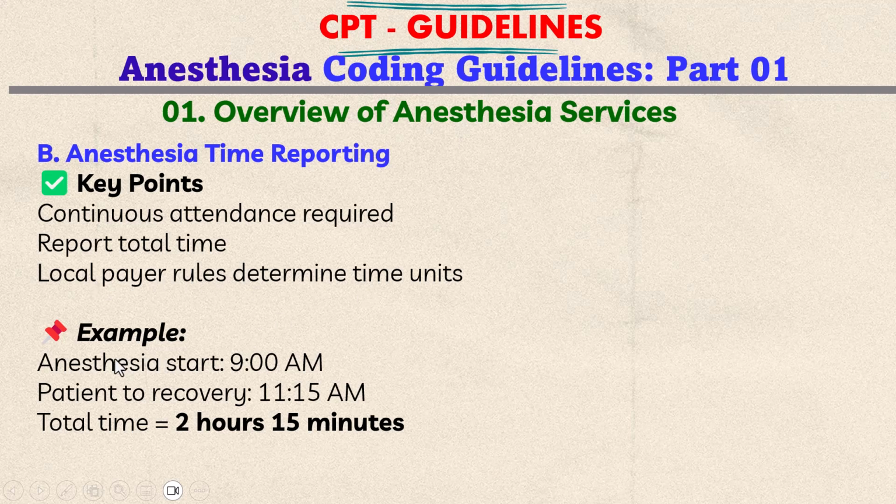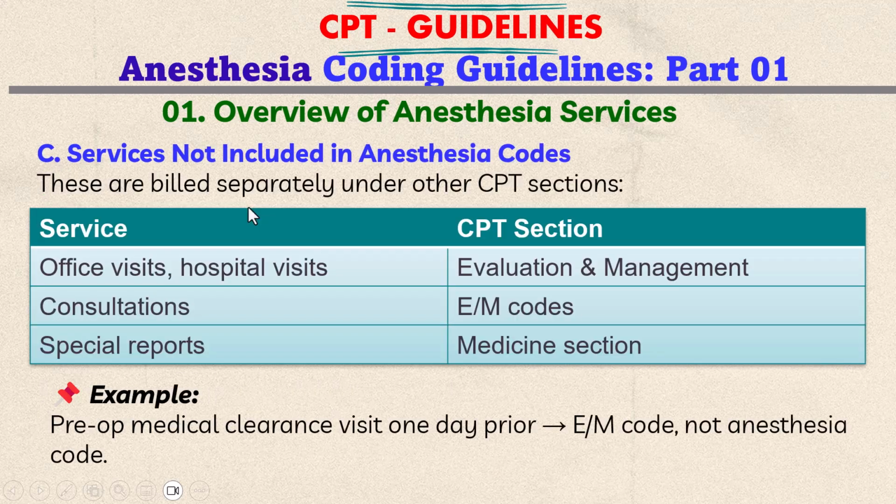For example, if anesthesia starts at 9 a.m. and the patient is moved to recovery at 11:15 a.m., then the anesthesia time is 2 hours and 15 minutes. Some services are not included in anesthesia codes and must be reported separately. This includes office visits, hospital visits, consultations, or special medical reports. You can see those are used in the E/M code section. For example, a pre-op medical clearance visit 1 day prior to surgery is included in the E/M code, not the anesthesia code.